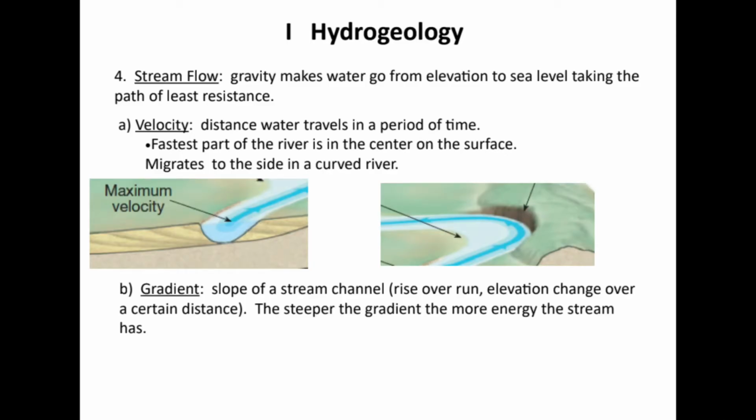Another term is gradient, and gradient is just the slope of a river. If you think about math for a second, when you hear that word slope, hopefully you think of rise over run. That's what we can think of as the gradient or the slope of a river. It is the rise, or the elevation change, that takes place over a run, or a distance on Earth's surface. And gradient directly impacts the velocity of a river. The steeper the gradient, the faster the water is going to travel.